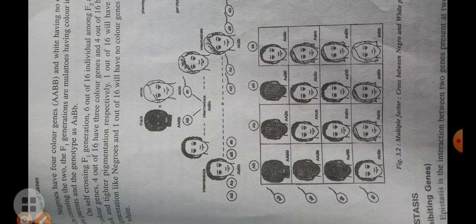And a person with capital A, small b, capital B, small b has an intermediate color complexion. And a person with capital A, small b has a lighter complexion. A person with small a, capital B, small b has a lighter complexion. And a person with all the recessive genes, small a, small b, has a whiter complexion. So this is how polygenic genes, different kinds of genes, help in the expression of intermediate characters.